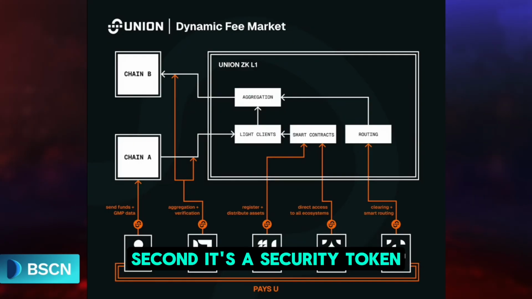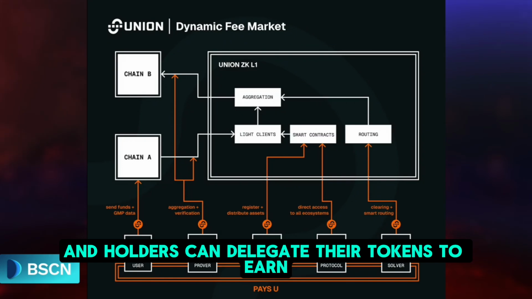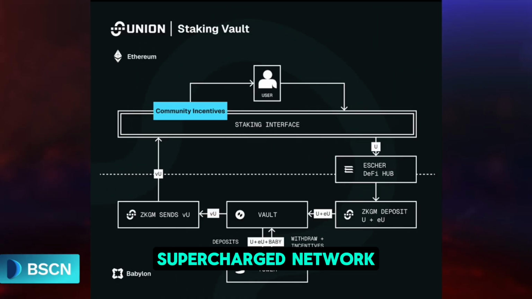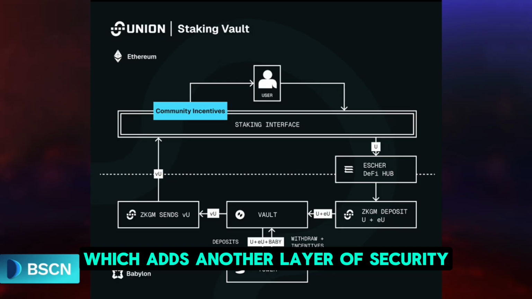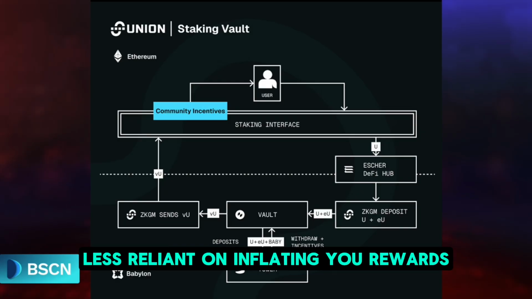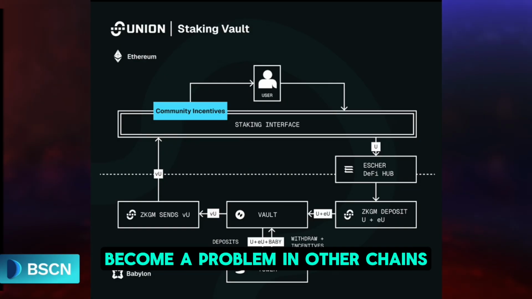Second, it's a security token. Validators need to stake U to participate in consensus, and holders can delegate their tokens to earn staking rewards. What's unique here is Union's integration with the Bitcoin Supercharged network, which adds another layer of security through Bitcoin restaking. That means security less reliant on inflating U rewards, which is something we've seen become a problem in other chains.